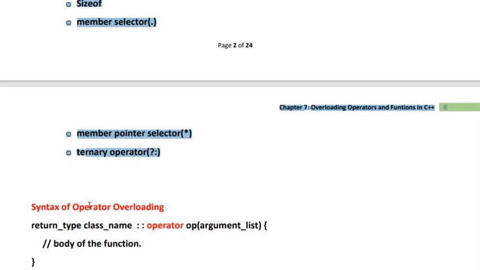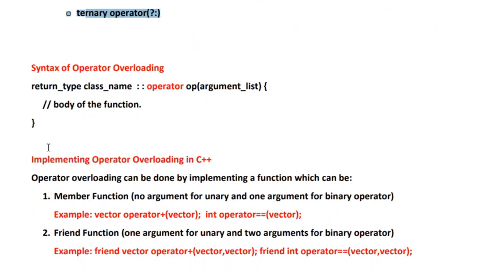Now let us try to understand with the help of the syntax. Here we have the return type of the function, the class name to which the operator function belongs, then the operator keyword, and then the operator, right? We have the argument list and the function body. So this is how we can define the operator function outside the class.